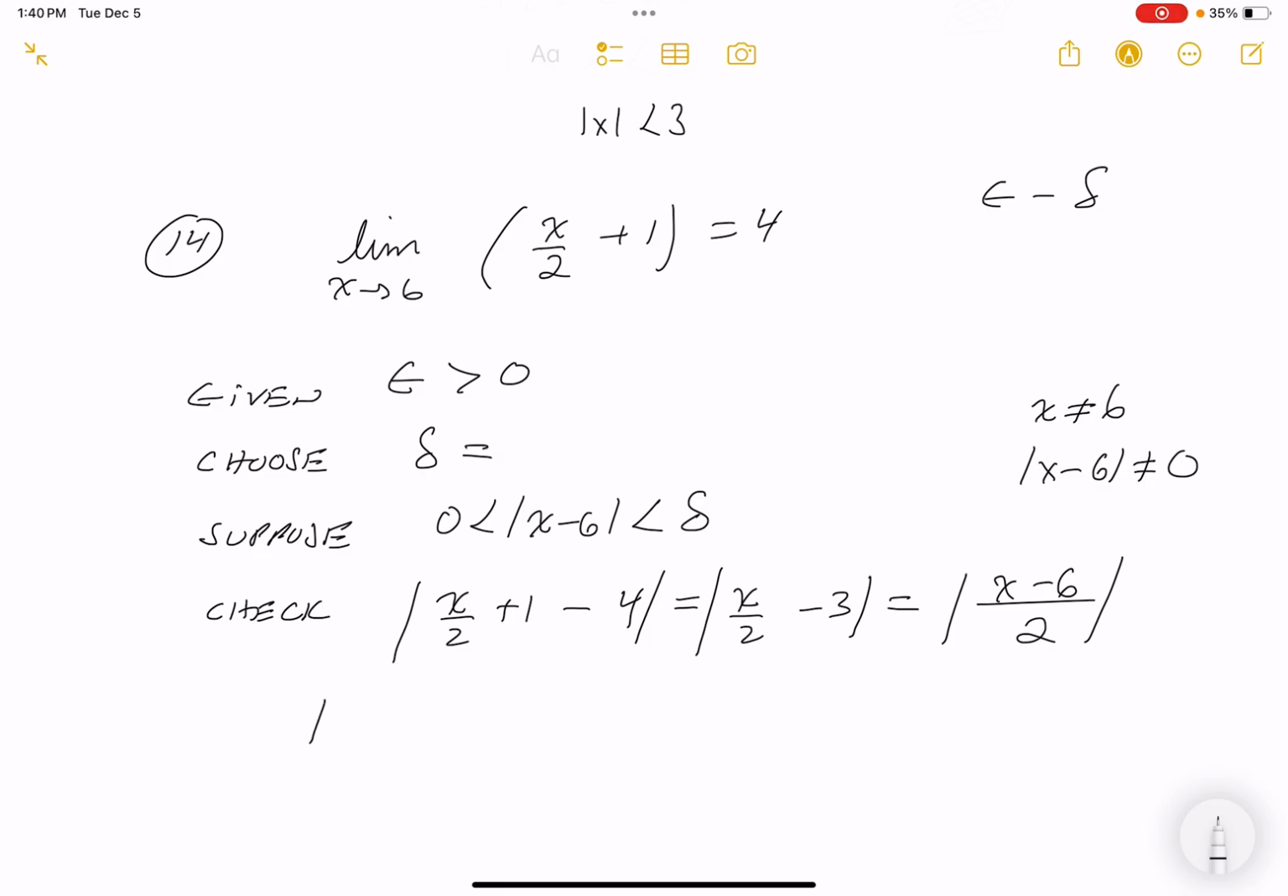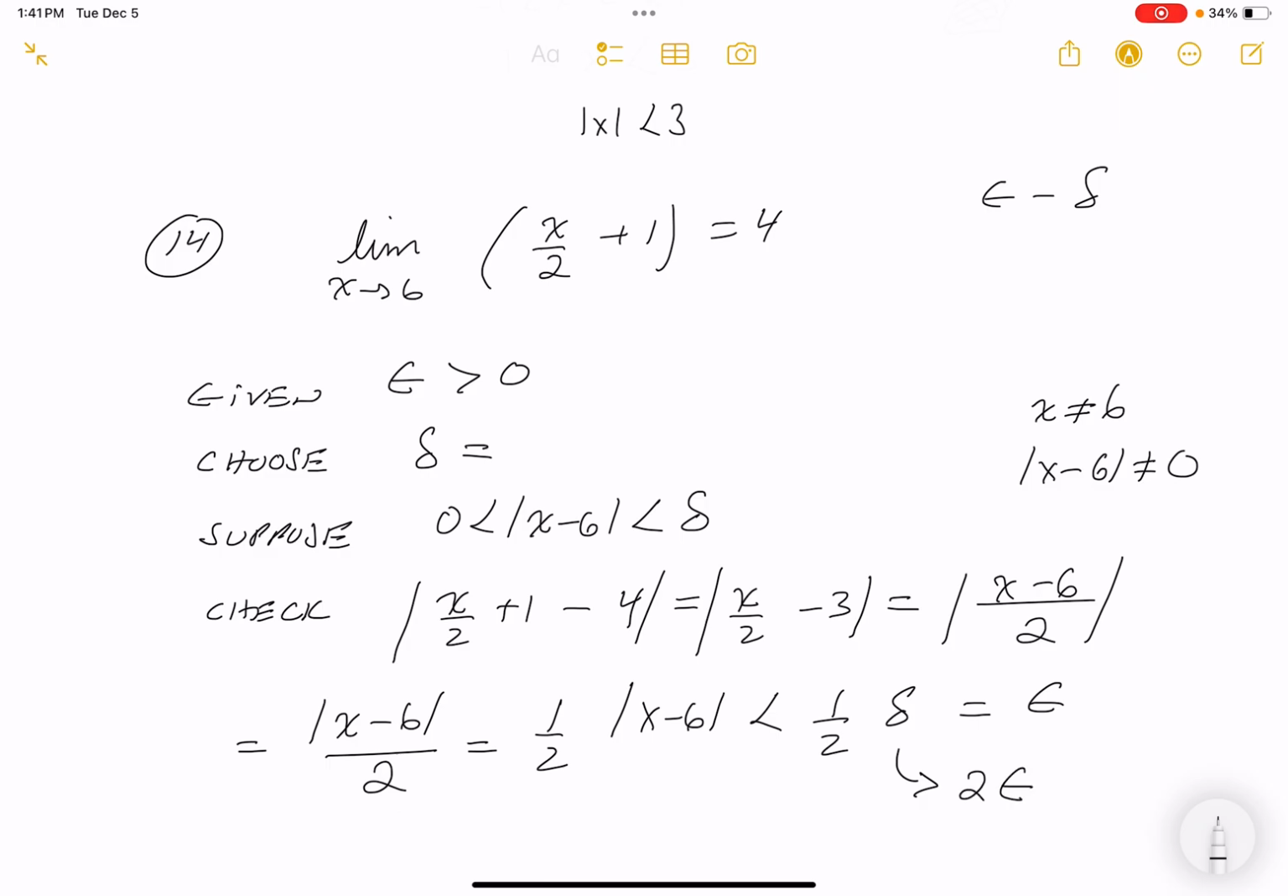What am I seeing? The absolute value of x minus 6. The absolute value of 2 is 2. So it's going to be, let's see, 1/2 the absolute value of x minus 6. This will be less than 1/2 delta, because the absolute value of x minus 6 is less than delta. And I think I'm good to go now. And this is going to equal epsilon. The question is, what's the delta going to be? The delta would have to be 2 epsilon.